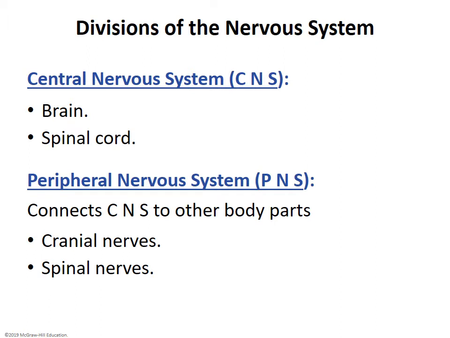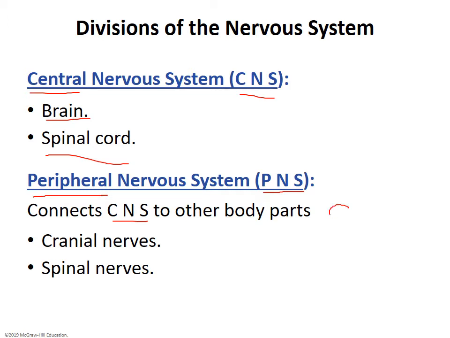Now, the nervous system itself is broken up into two big portions. We've got a central nervous system portion, which is referred to as the CNS. It is going to consist of the brain and spinal cord, the brain and spinal cord only. And then we have the peripheral nervous system, called the PNS. It is going to be what connects the central nervous system to the body.